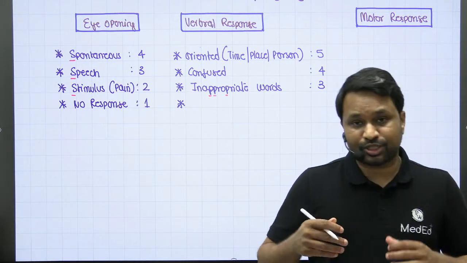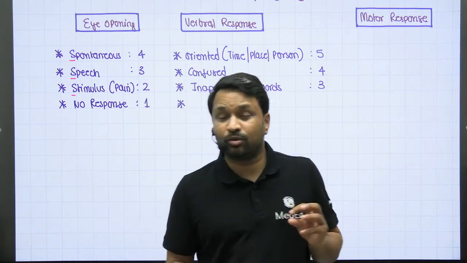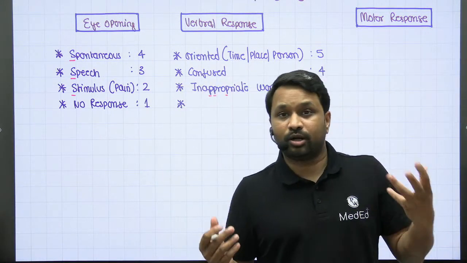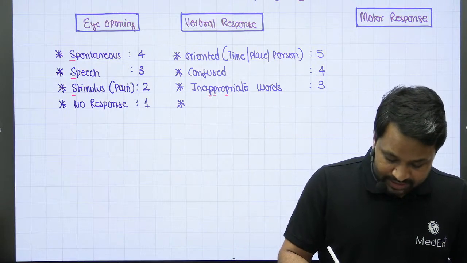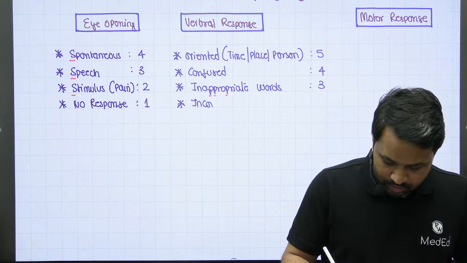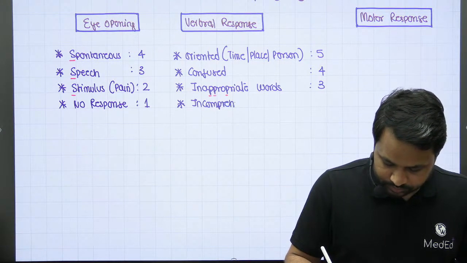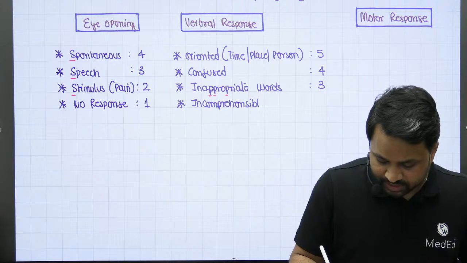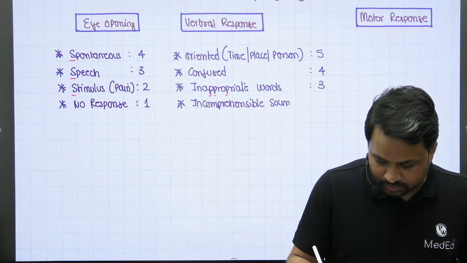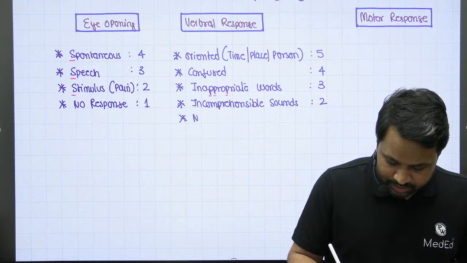Then if the patient is trying to talk, but you're not able to make any sense out of it, it's like Tushar Kapoor in Golmaal, not able to make any sense out of it. So if there are incomprehensible sounds, a score of 2, and if the patient is on mute, that is no response.